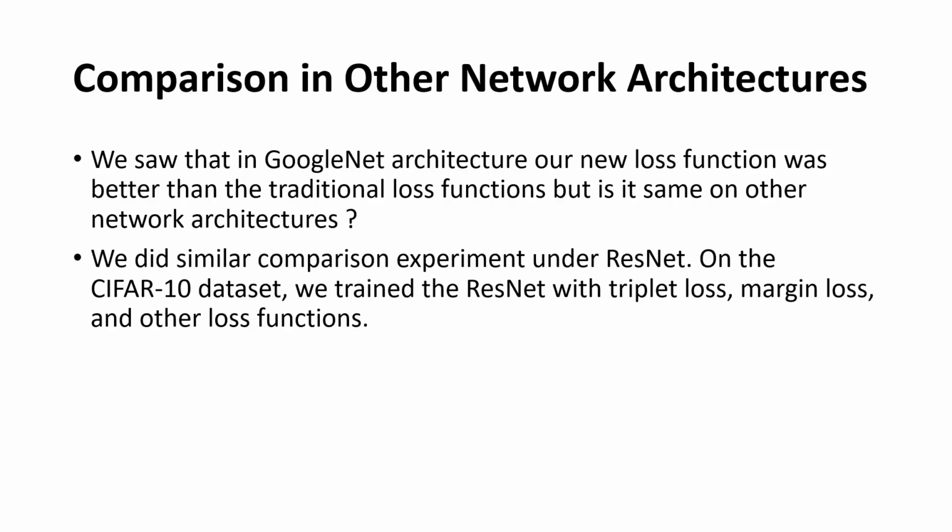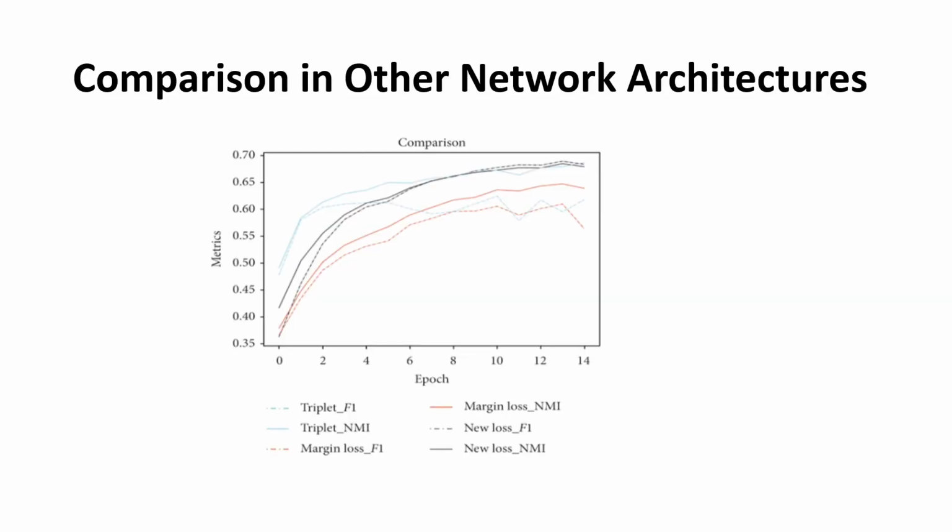Now we saw that in the GoogleNet architecture, our loss function was better than the traditional loss functions. But is it network dependent, or is it performing better on other network architectures as well? So we'll now see the comparison of different loss functions on the ResNet network architecture, and we'll see if our loss function is performing better than other loss functions such as triplet loss and margin loss or not. So this is the graph of different loss functions on the ResNet network architecture, and we can see that our new loss function is still performing better than other loss functions.